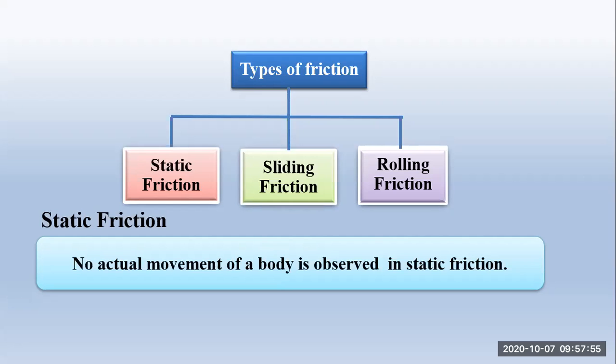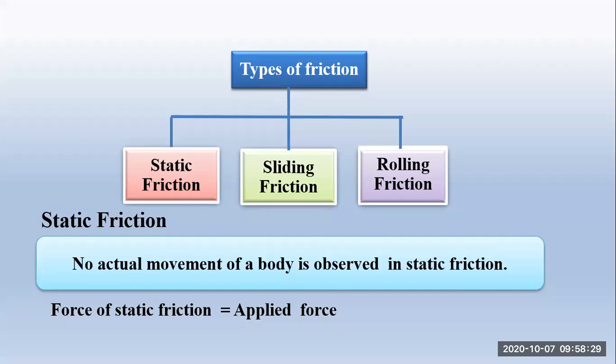So no actual movement of body is observed in static friction. Suppose you have some object kept on ground, you are trying to push it, so the friction force will develop in the backward direction. That friction is static friction. The force of static friction is equal to applied force. What does it mean? Suppose you have some box kept on a surface, you are trying to push it. Suppose you push it by 10 Newton and the box is not moving. So the friction force is also 10 Newton, because the box is not moving.